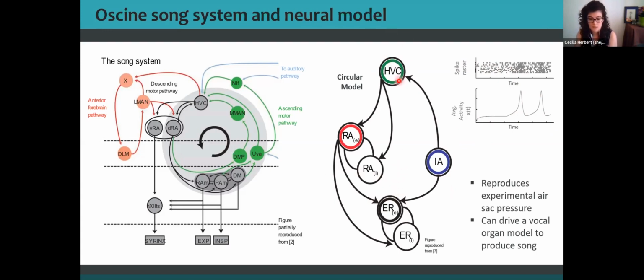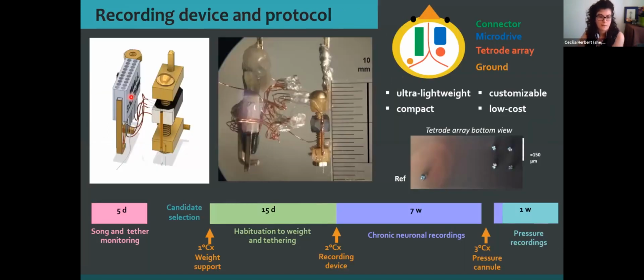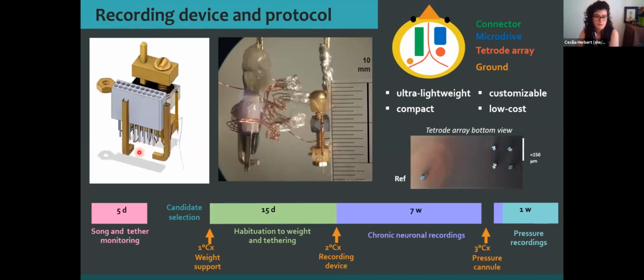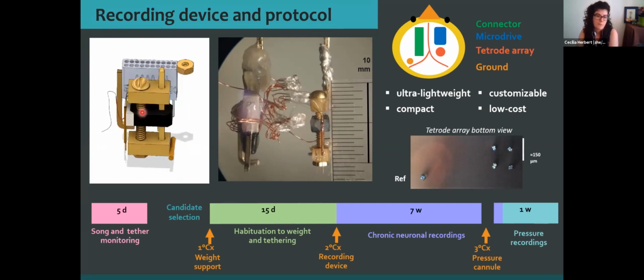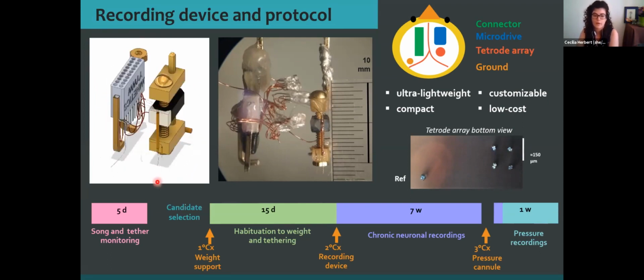But to test this model, I had to develop and record electrophysiologically in nucleus HVC. And this is the device that we used. It's just a micro drive driving tetrodes into the brain, so micro wire tetrodes. And we constructed it in-house since we had to make it ultra lightweight for implanting it on the bird skull and compact. And using tetrodes also fabricated in-house made it customizable and low cost. So here's a bottom view of the tetrodes. And this allowed us to perform chronic neural recordings for around 7 weeks in most animals.